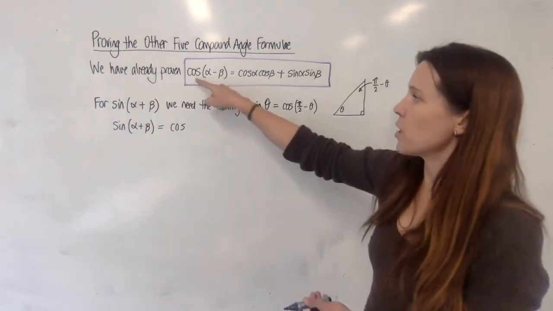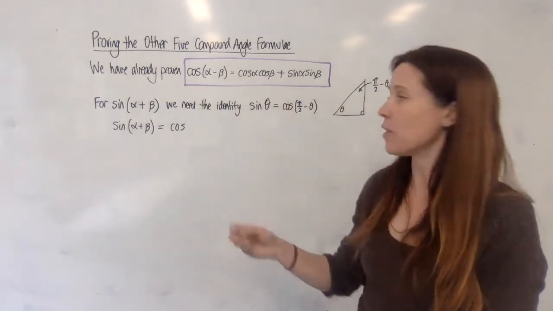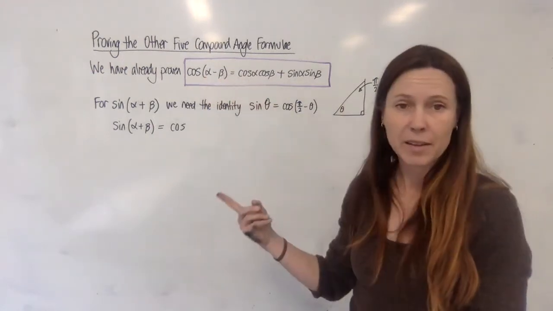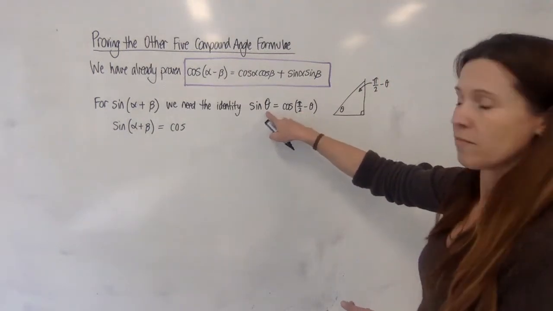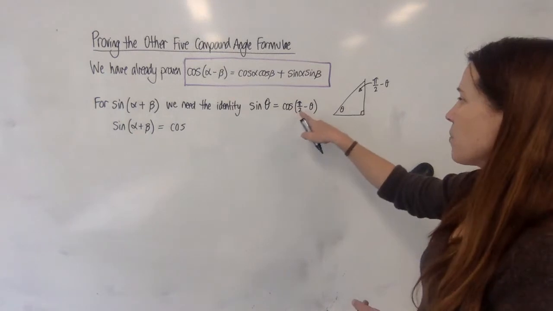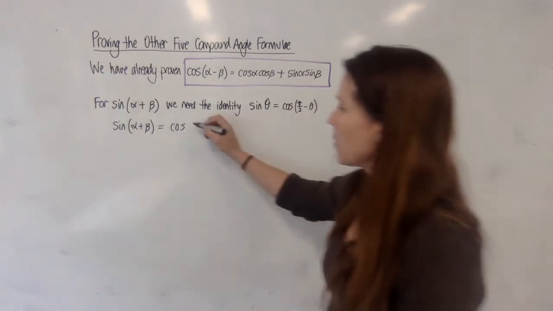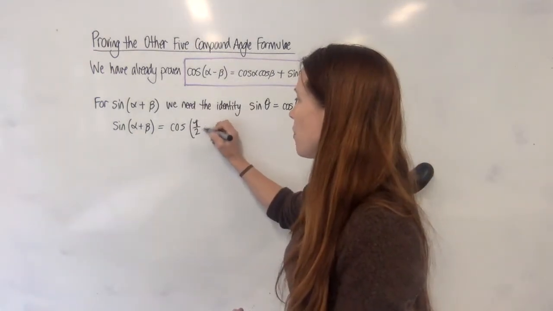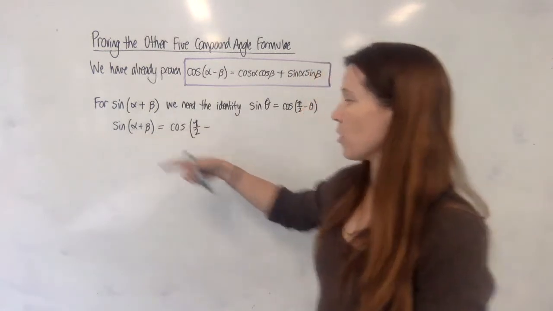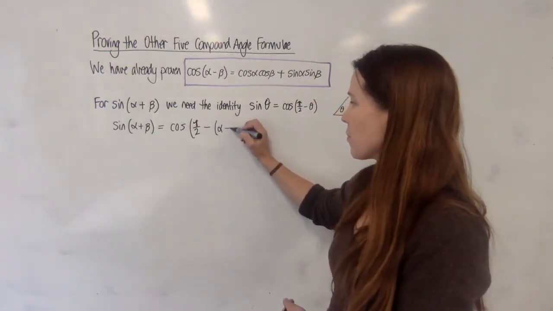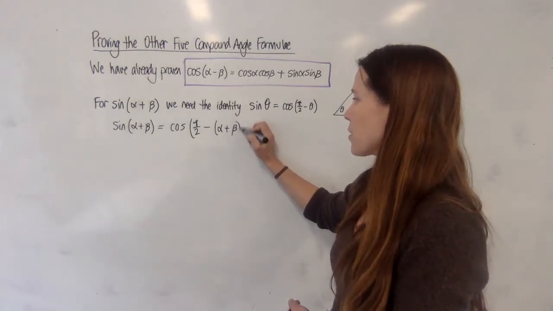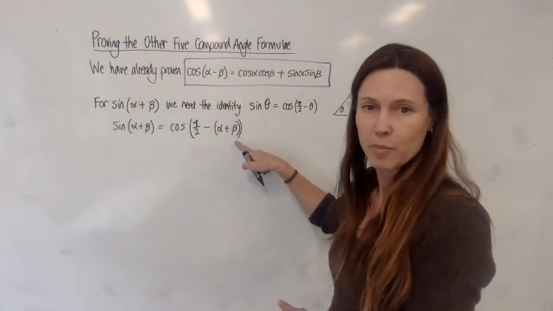Well, because we've already proven this one. We know how to find the cos of one angle minus another. So let's change this. Now here, just as we took whatever theta was and we did pi on 2 minus that, here we need to do pi on 2 minus whatever theta was, the sine of alpha plus beta we're working with in this case.